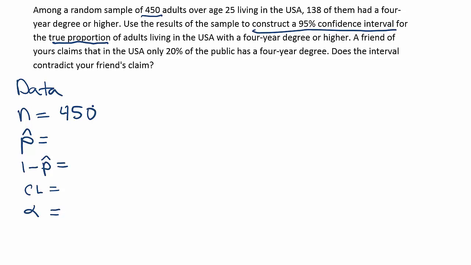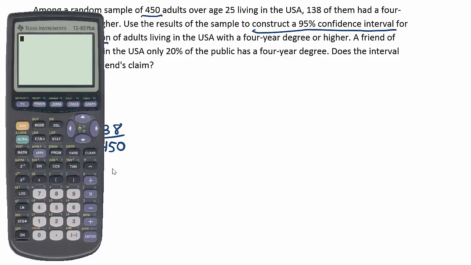Now for p hat, they don't give you an actual sample proportion. They give you the numbers that you need to construct a sample proportion. So remember, that's x over n. And we want to remember that x here represents the number of subjects in your study that had the trait you're looking for. In this case, the number of subjects with a 4-year degree. And it says that number is 138. And then, of course, we already found n to be 450. All right, let's work that out as a decimal. So we'll do 138 divided by 450.